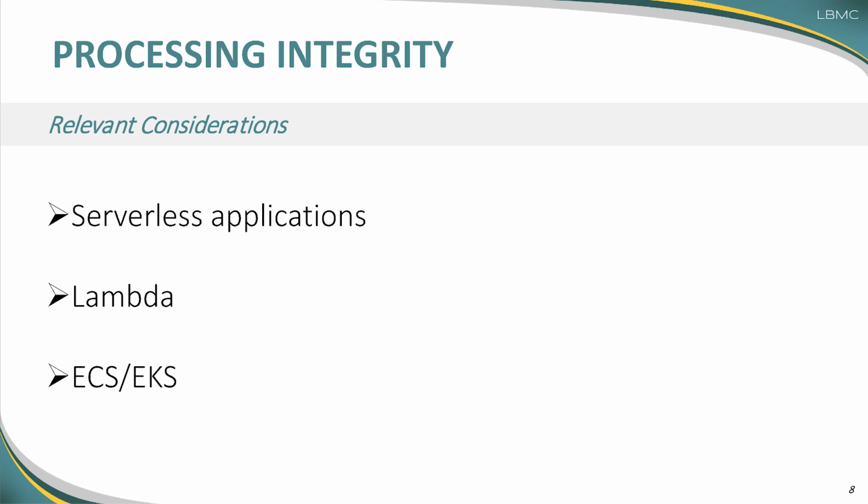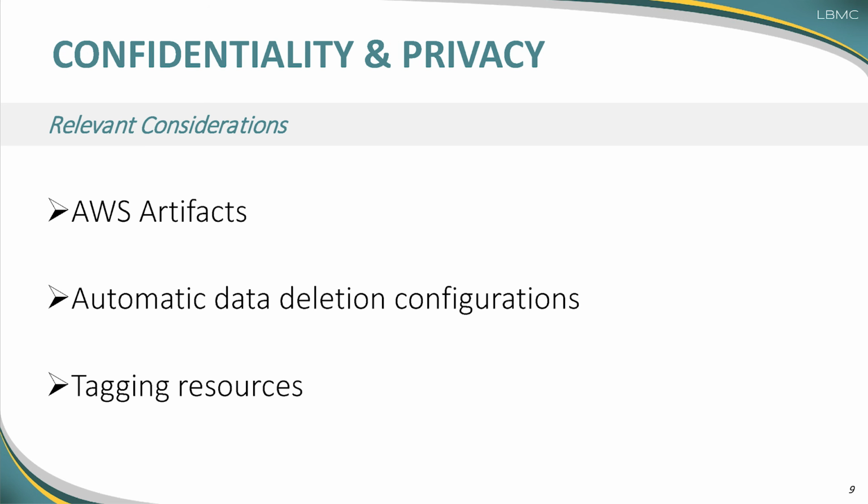So within confidentiality and privacy, AWS has all of its compliance reports situated in a service it calls AWS Artifact, and individuals with access to the management console for AWS can access their SOC reports, HITRUST reports, those types of compliance reports, and review those there.